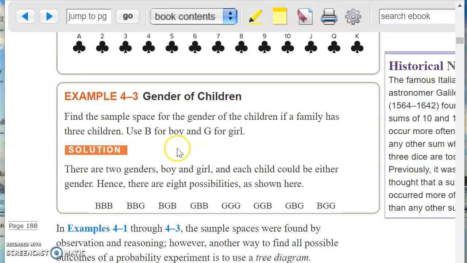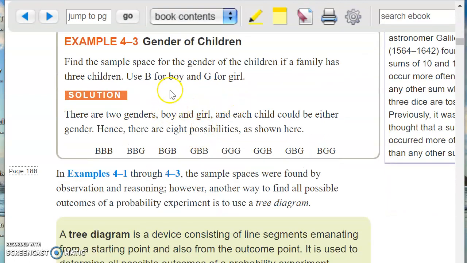Gender of children. Find the sample space for the gender of children. If a family has 3 children, B for boy, G for girl. So you have 3 kids. You have boy, boy, boy, boy, boy, girl, etc. Girl, boy, boy, and all that. Okay, so now those are the possibilities. We'll see in a little while, how do we count these? How do we decide that there's 8 possibilities?